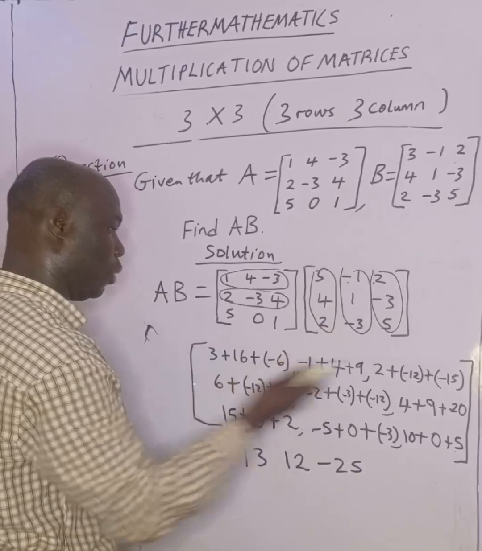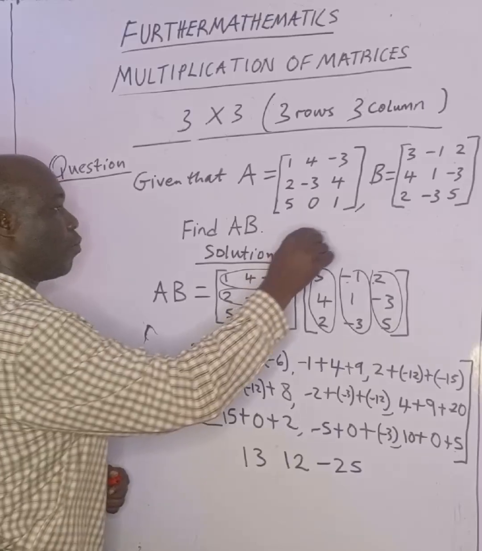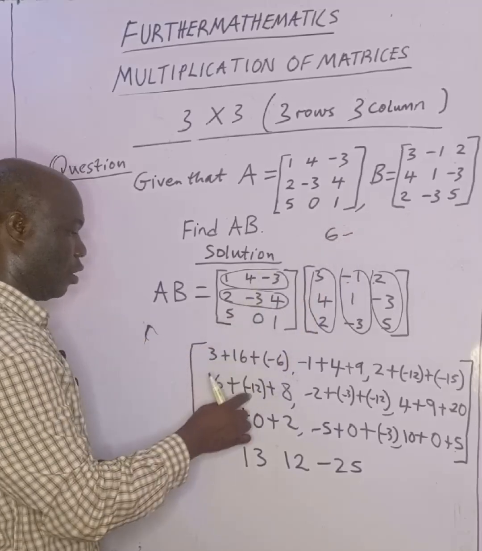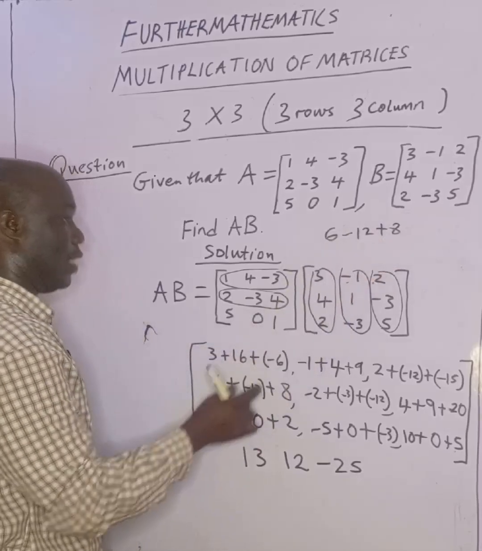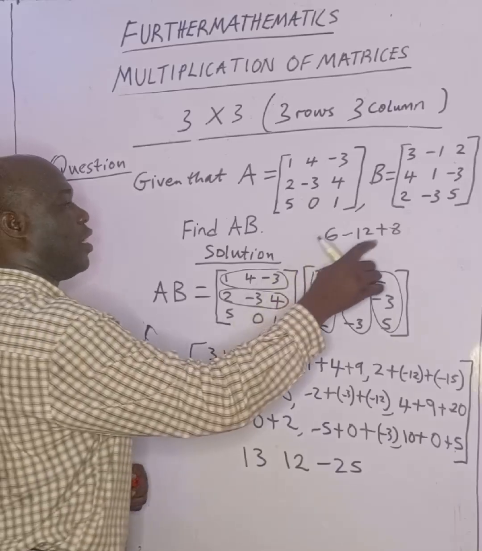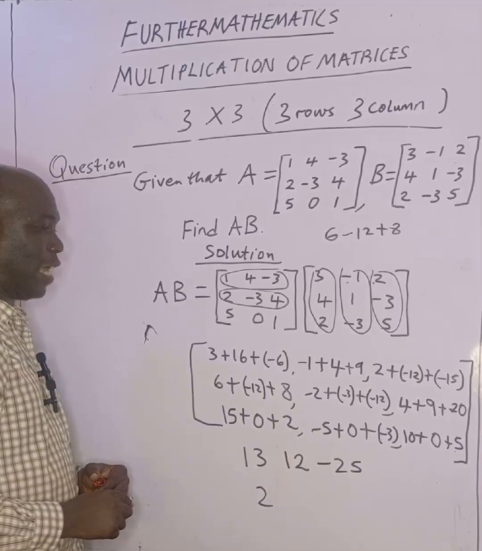So we are done with this now. So let's move to the second one. So here, this is 6. Plus times minus, that's minus. This you have 12 plus 8. All right, now 6 minus 12 is minus 6. So minus 6 plus 8 will give you 2. All right, is that taken?